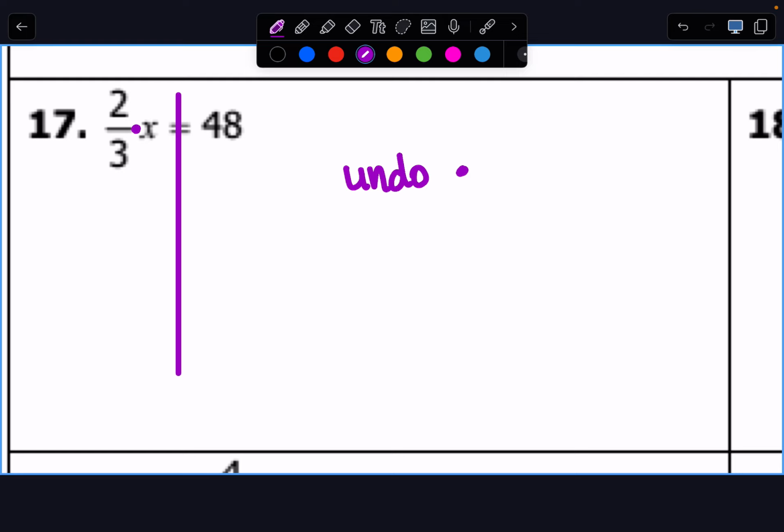Instead of dividing by 2/3, since it's a fraction that we're dividing by, we are going to multiply by its reciprocal, which is 3/2. So now you can write that. That's why we're doing that. Okay? So dividing by 2/3 means multiply by 3/2. So what happens? This 2/3 times 3/2, those cancel out so that we have our variable by itself.